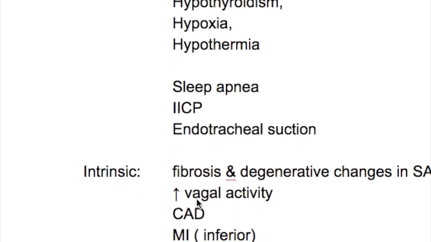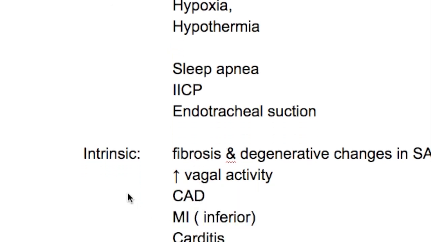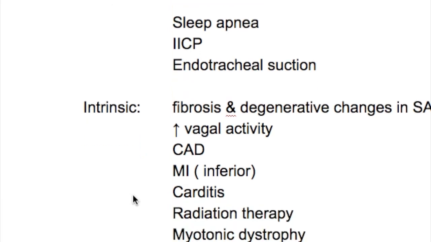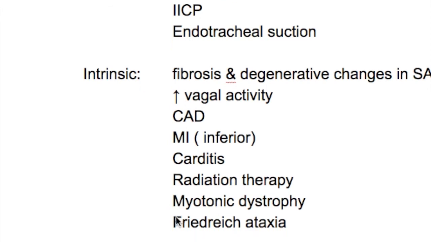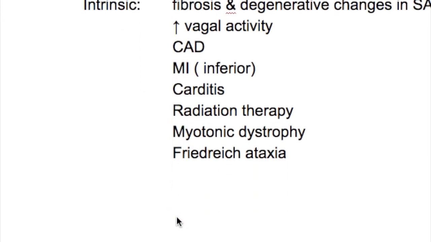So what are the causes of intrinsic defect? There is fibrosis and degenerative changes in the SA node, and increased vagal activity. Number 3, coronary artery disease and myocardial infarction. Which type of myocardial infarction causes SA node dysfunction? It is the inferior myocardial infarction. Then carditis, radiation therapy, myotonic dystrophy, and Friedreich ataxia.